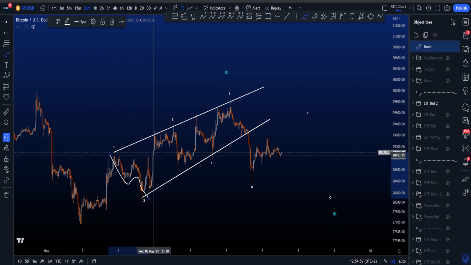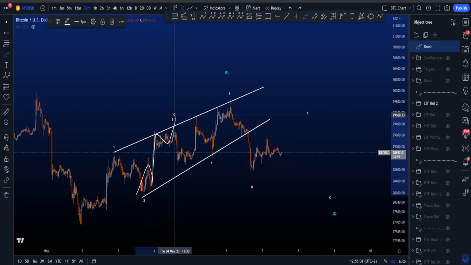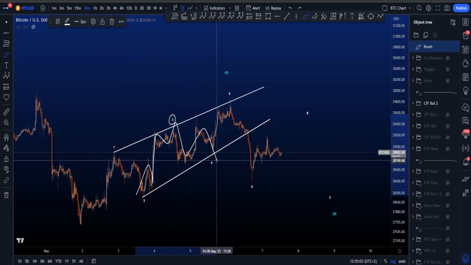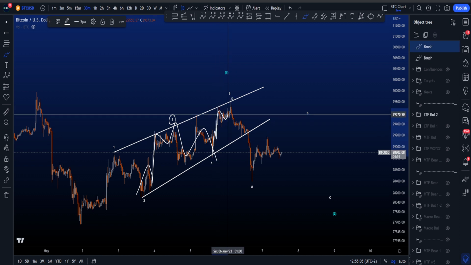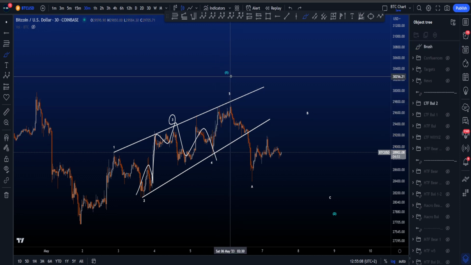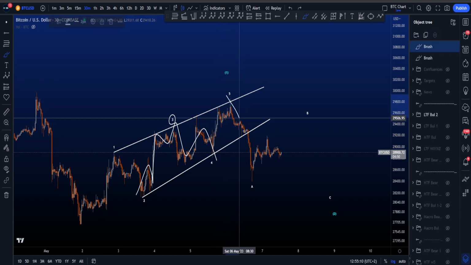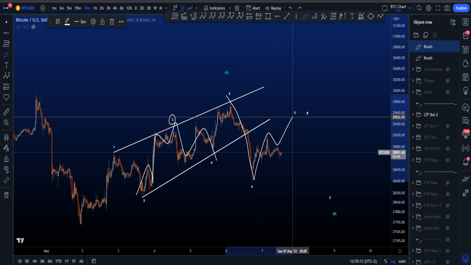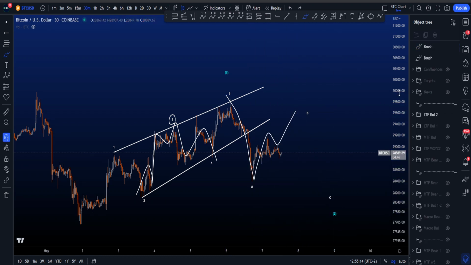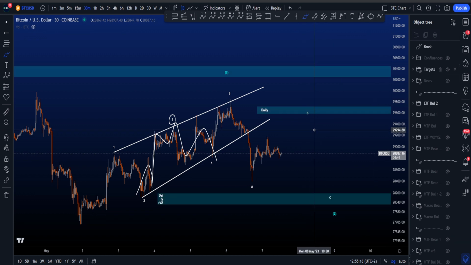5 waves there, 3 wave correction, 1, 2, 3, 4, 5 wave move in a wave 3, 3 wave correction, before then a 1, 2, 3, 4, 5 wave move in then this wave 5, ending the diagonal, therefore wave 1. And this is then a wave A, followed by a corrective wave B, before then a C to the downside, where the targets then come into play.